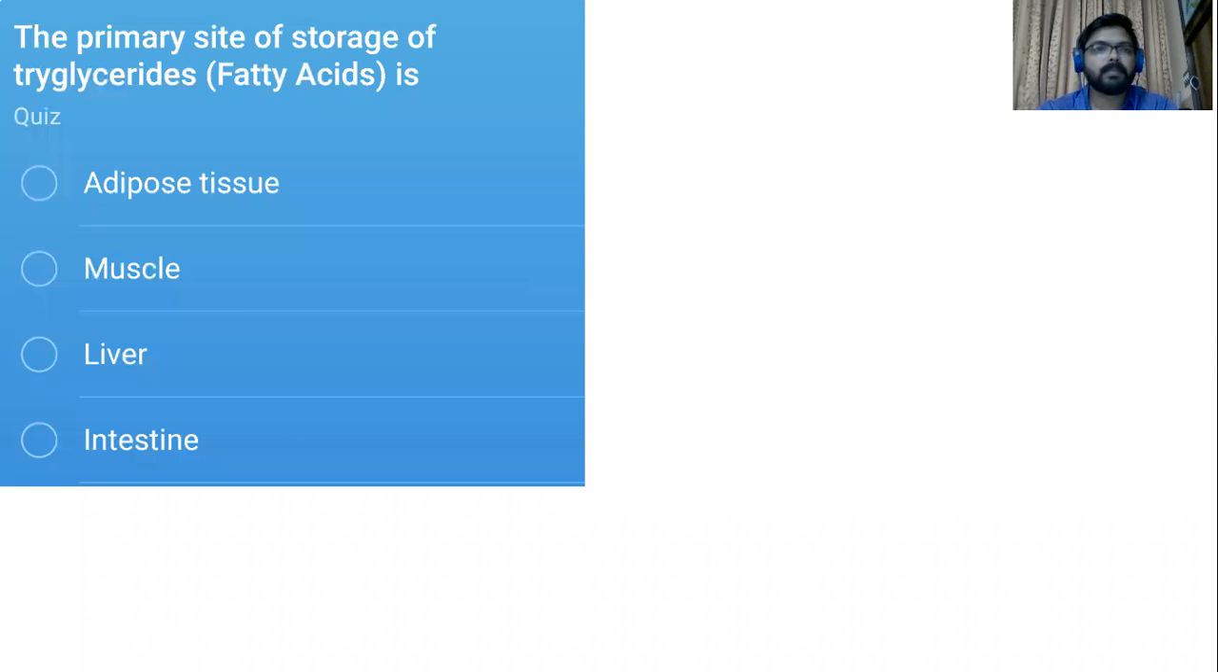Next question. The primary site of storage of triglycerides is, again, a B-part question, a biochemistry question. The primary site of storage of triglycerides or fatty acids is, of course, adipose tissue. Adipose tissue is the primary site of storage of triglycerides or fatty acids. Fatty acids or triglycerides are stored inside this adipose tissue. The answer is adipose tissue.